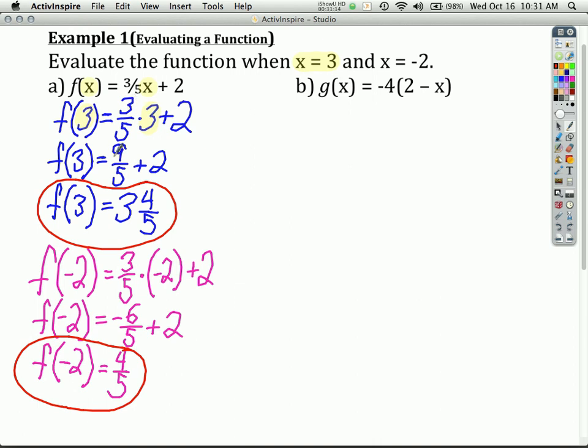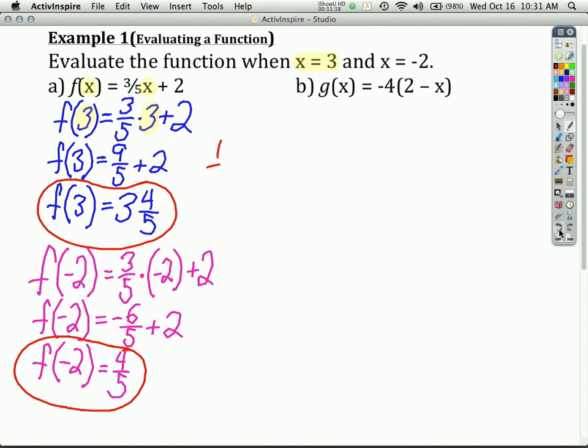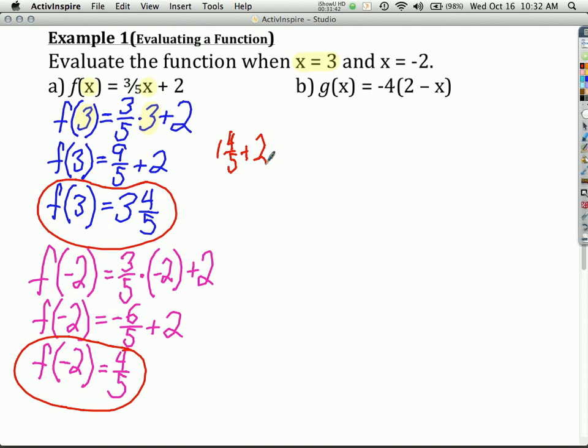Three times 3 is 9. 9/5. Now we have to add 2. You're talking about how did I get from here to here? Is that what you're asking me? Okay, well, rewrite 9/5 as a mixed number. Good. 1 and 4/5 plus 2. 1 plus 2 is 3, plus 4/5 is 3 4/5.